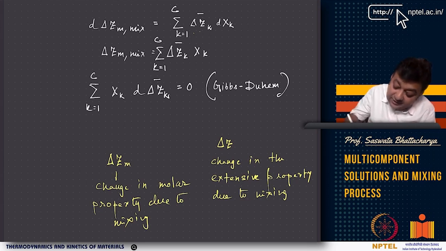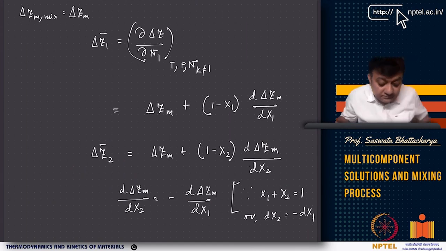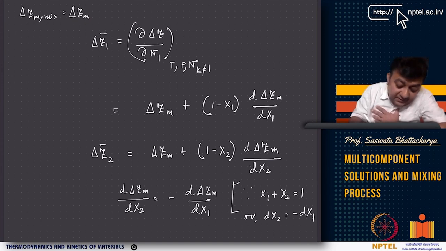And therefore, Gibbs-Duhem also we can write as the sum of xk times d delta Zk bar equal to 0. So, n1 d mu 1 plus n2 d mu 2 equal to 0 is equivalent to x1 d mu 1 plus x2 d mu 2 equal to 0. Okay, so delta Z mix, I just denote it as delta Zm for convenience, otherwise you have to always put a comma and all. So basically, this is the overall.